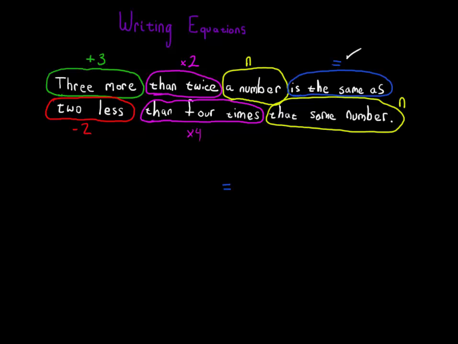3 more than twice a number is represented as 2 times that number plus 3. On the right side of the equation, we have 4 times that same number, but 2 less than that. So the equation that matches that statement is 2n plus 3 is equal to 4n minus 2, where the letter n is our unknown number. Note that the 2 and the n written together means 2 times n, and the 4 and the n written together means 4 times n.